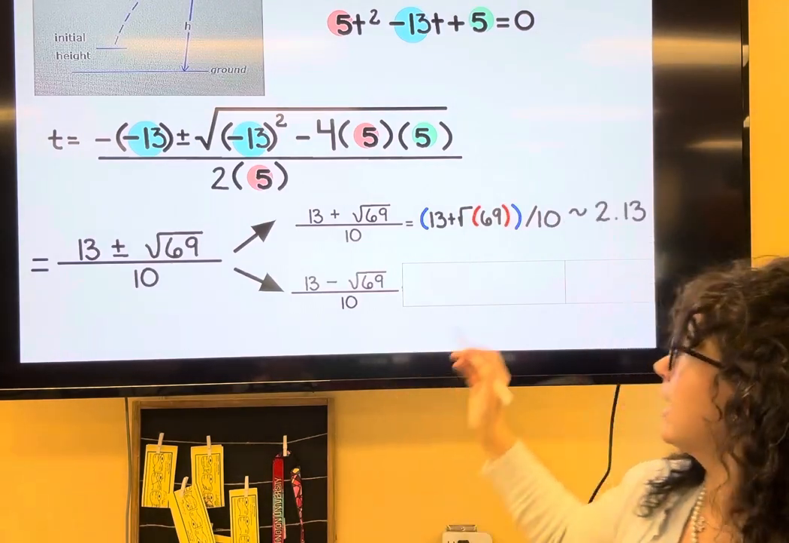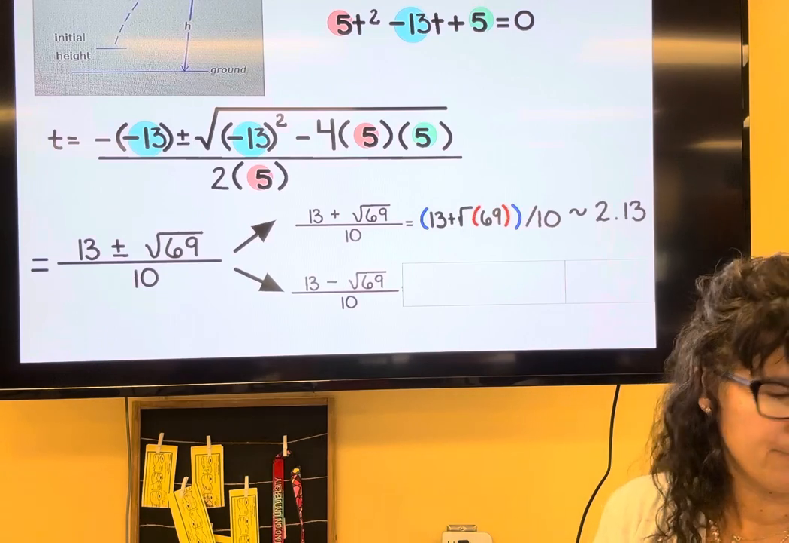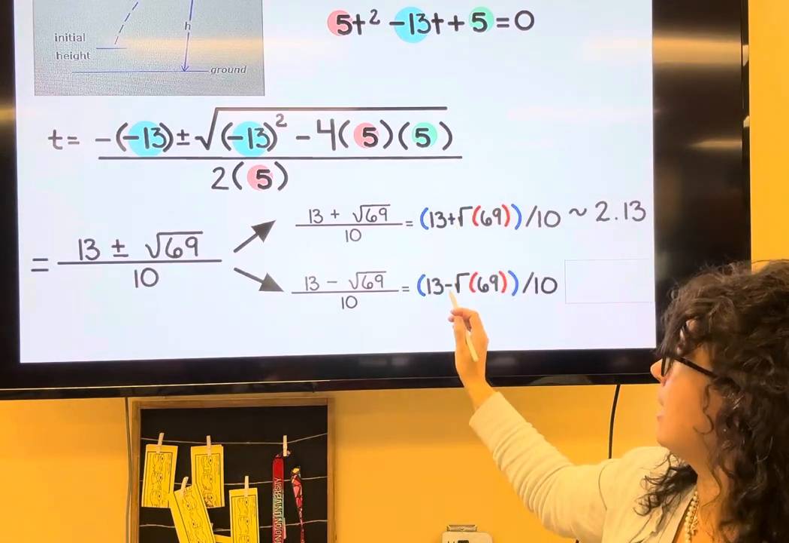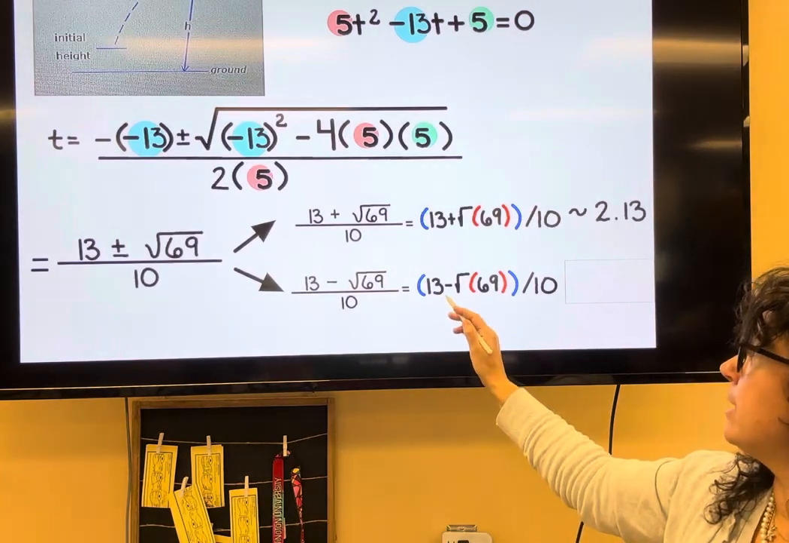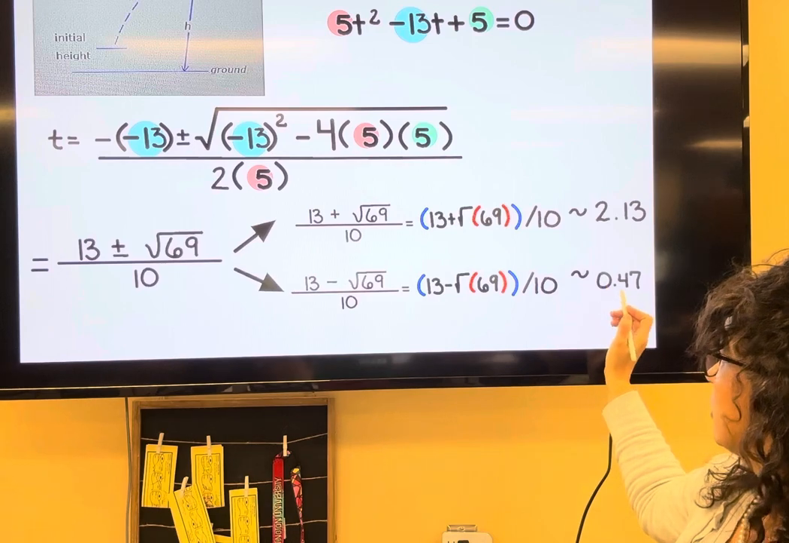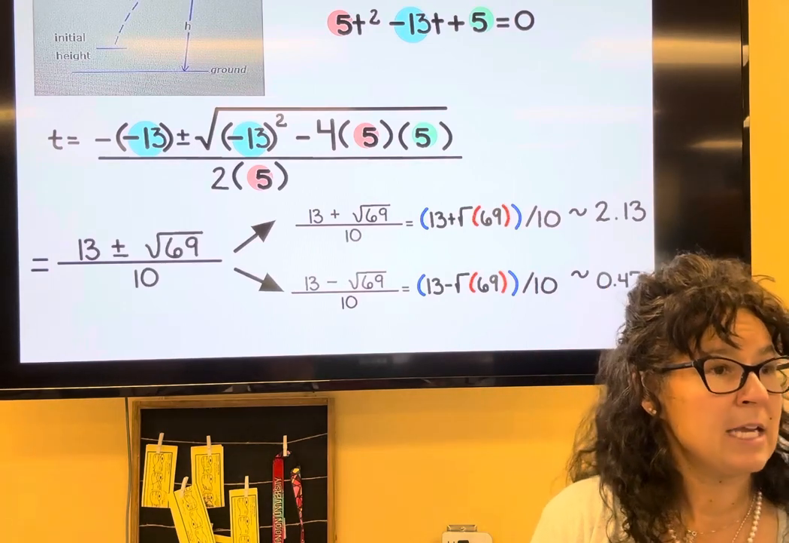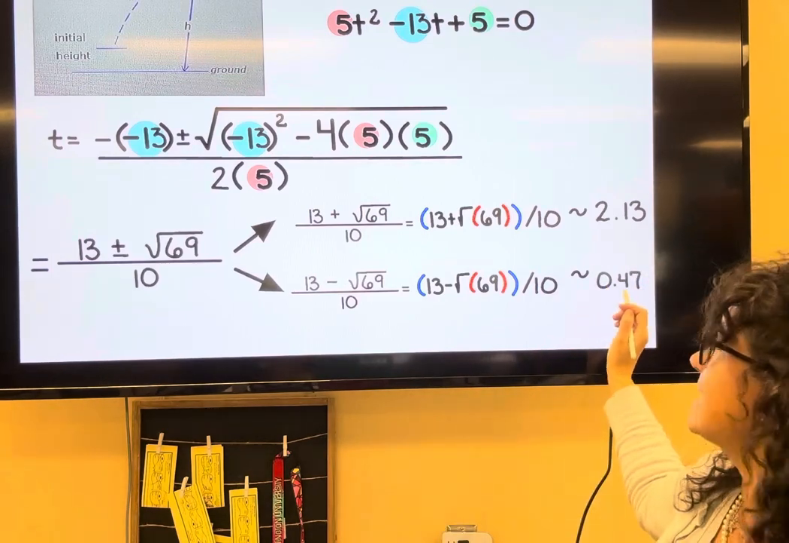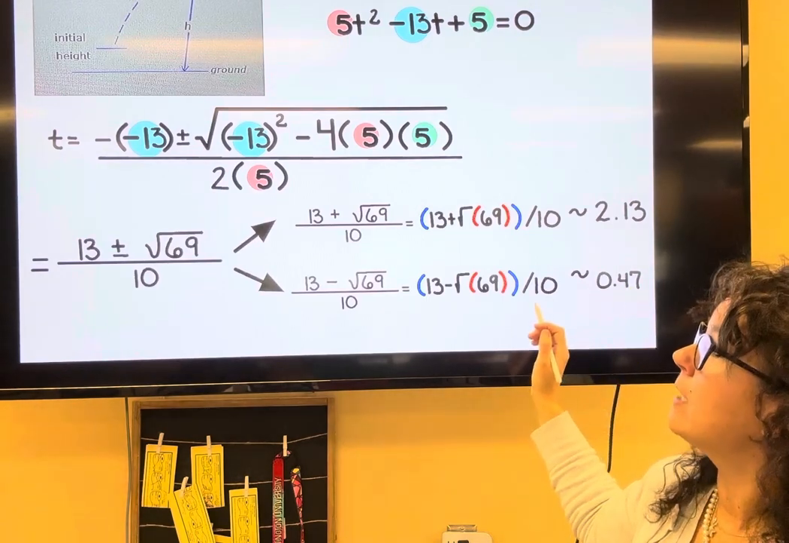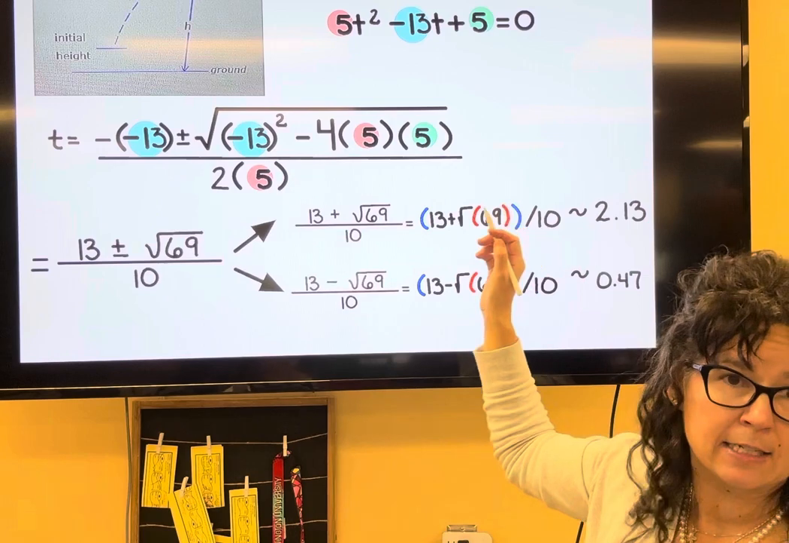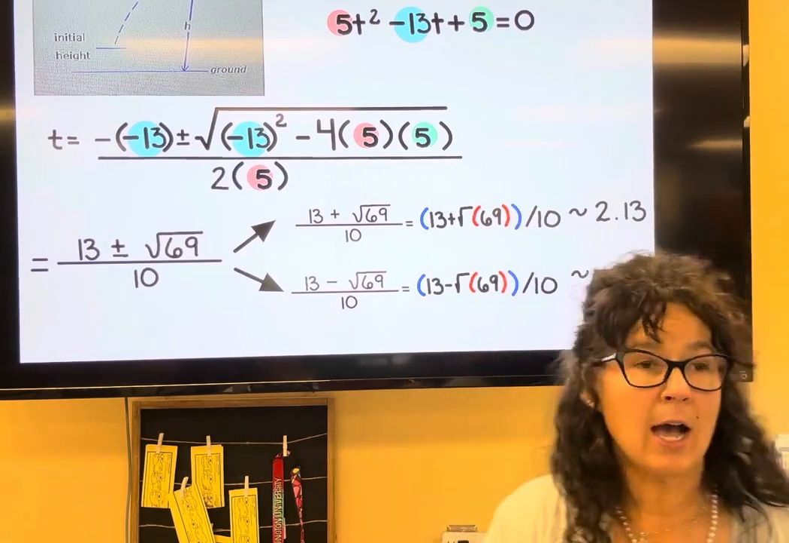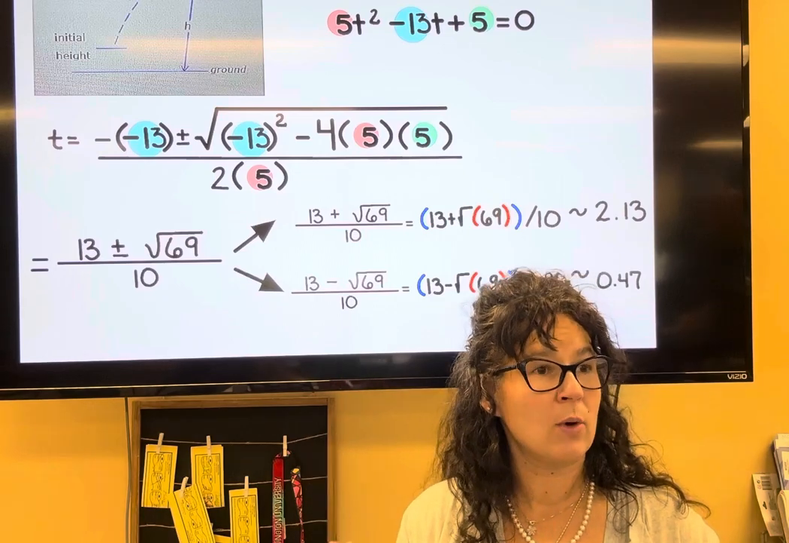You hit enter, and I get about 2.13. Do the same thing, except instead of a plus, put a minus. If I do 13 minus the square root divided by 10, I end up with 0.47. The meaning of our answer is that at time 0.47 seconds, the height of the object is 8, and at time 2.13 seconds, the height of the object is also 8.